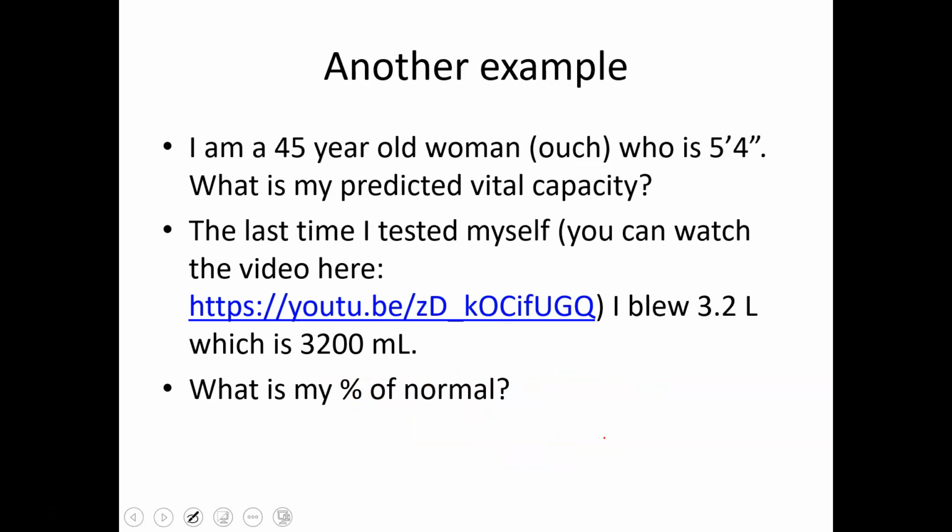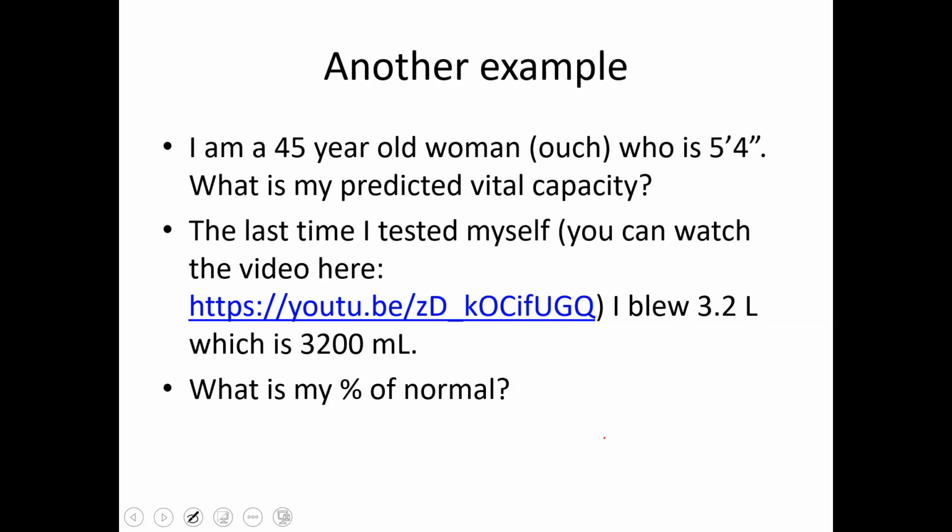Now, a different example, and this one is going to be a personal one for me, because it is me, and unfortunately that means now you guys know how old I am, but we're going to pretend that you don't for just a little bit. Okay, so I've given you my age and my height. Go to page 166 and tell me what my predicted vital capacity is. So remember, 5 feet is 60 inches, so 5'4" is 64 inches. Yes, I'm old and I'm short. You're welcome. Then go over to how old I am, and you will see that my predicted vital capacity is 2,802 milliliters.